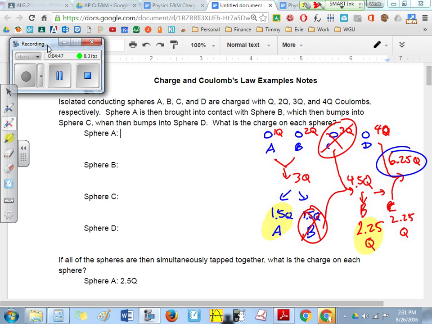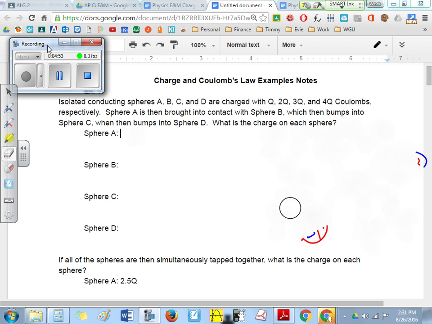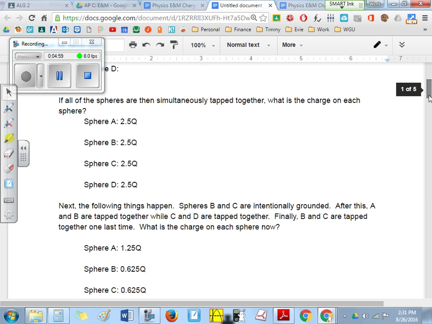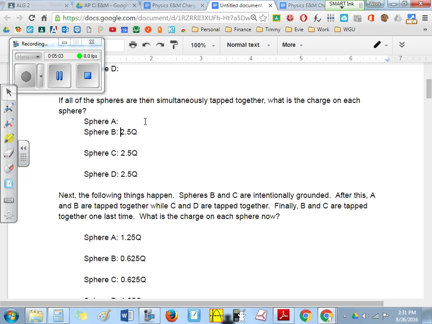I should not have erased my answers. I need that for part B. I think I remember them. I have to erase for space reasons, but I will need those answers here. This one already has the answers on it, so let me erase those real quick. We'll get to the answers in a minute.